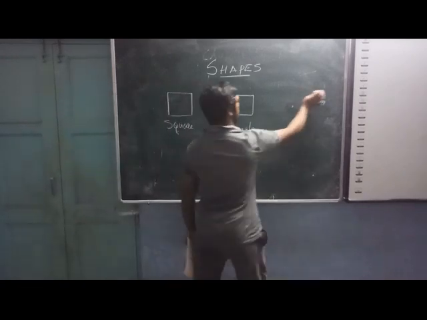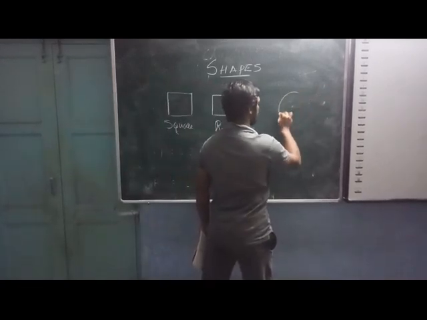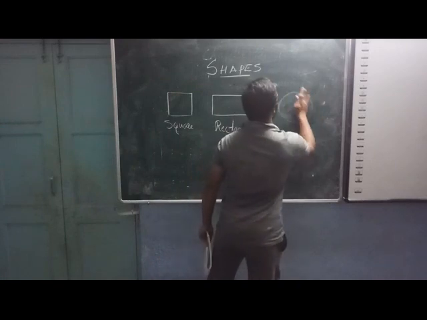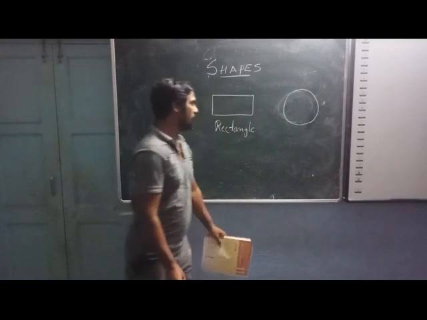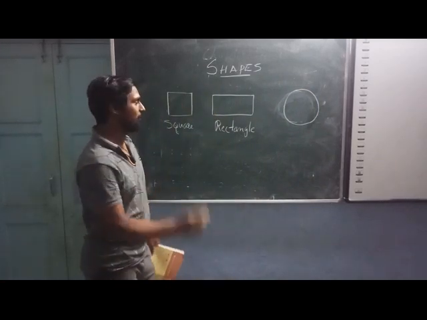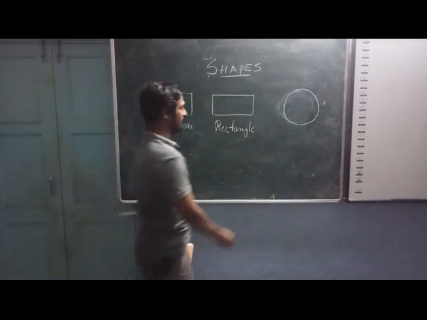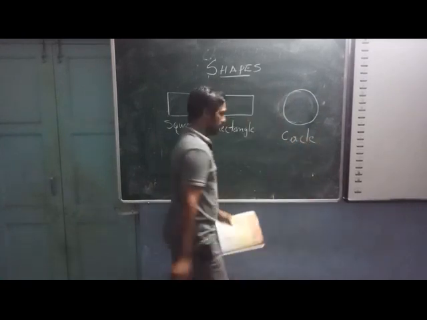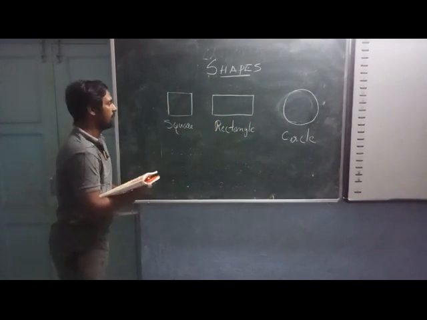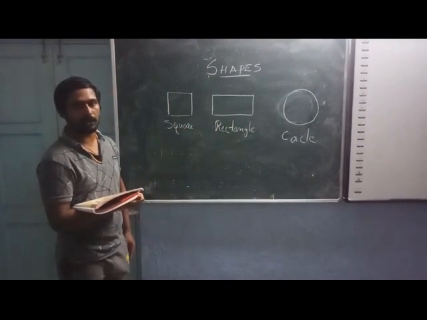So, the third shape is what? The third shape that you have learned is called a circle. This is called circle. So, this is the third shape that you have learned, okay.